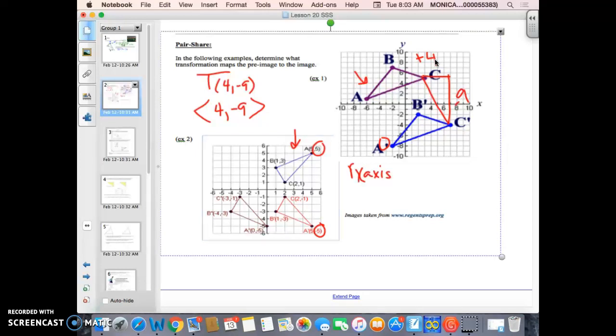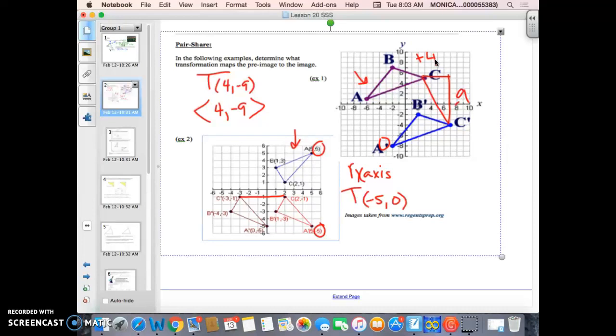And then the second thing I notice is that this is in the same orientation. All the letters are in the same spot. So I can draw my vector line, and I see that I'm not going up or down, I'm just going back. And I'm going back 5. So translation of negative 5, comma 0. So that would be what occurred in that picture.